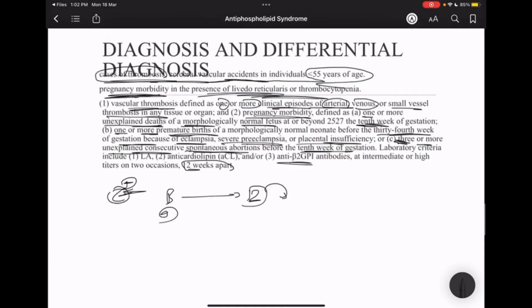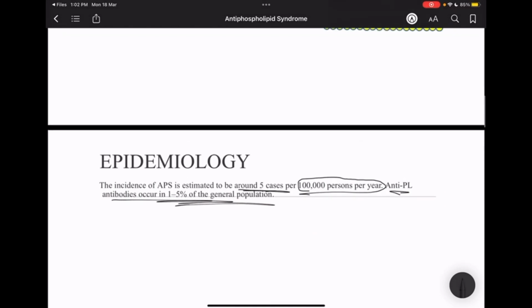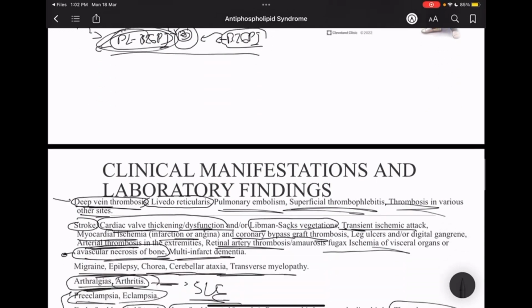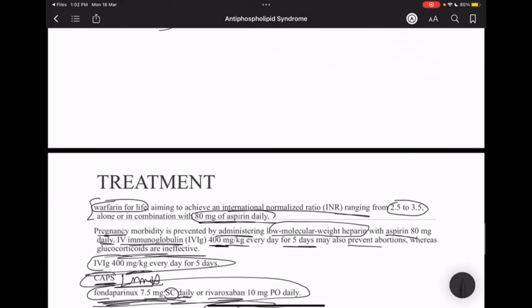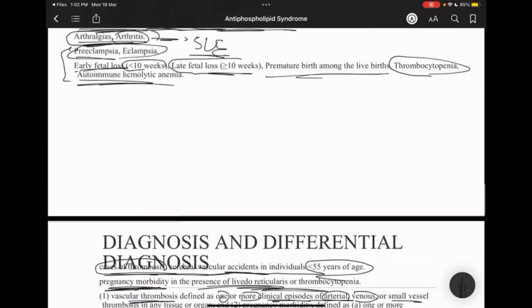All the information that I provided is from Harrison. I almost covered everything you need, but you can go back to Harrison and you will find everything easy to understand after watching this video.